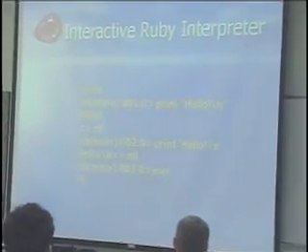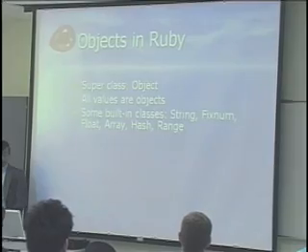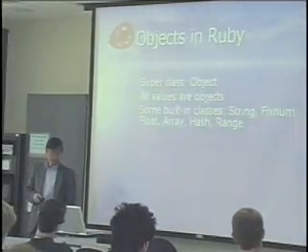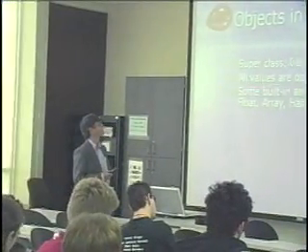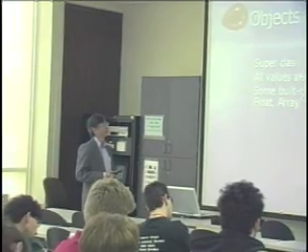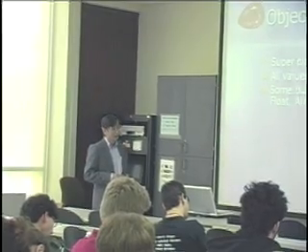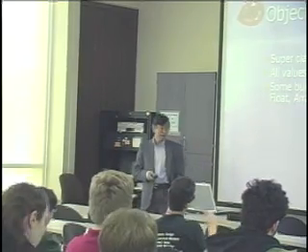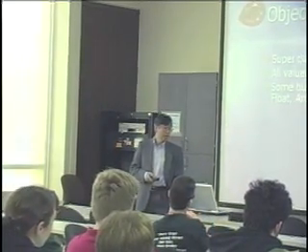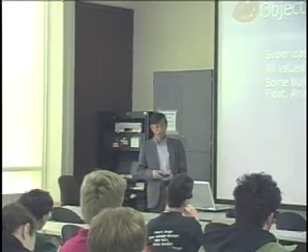To get out of the IRB, you just do exit or quit. Ruby is pure object-oriented. So all values in Ruby are objects. We have some of the standard built-in classes like string, fixnum, float, array, hash, range. Also, Ruby has a class called bignum. There's no limit to the size of the bignum. Bignum is an integer. The size is basically limited by what your computer can do. Okay.